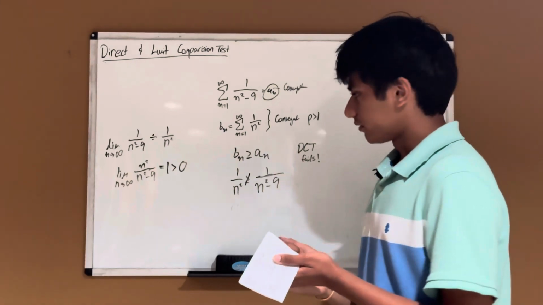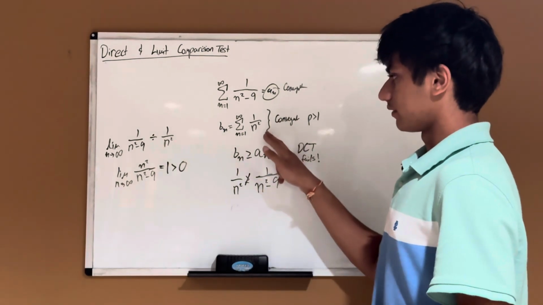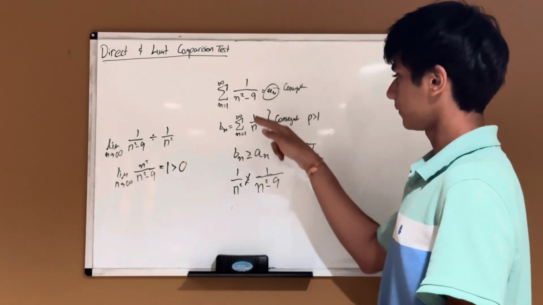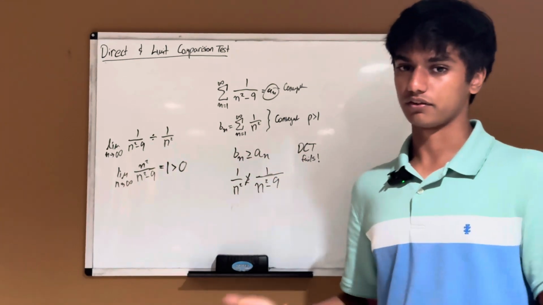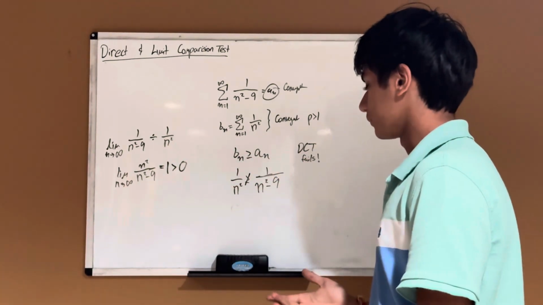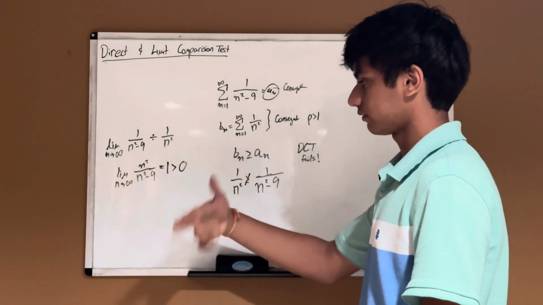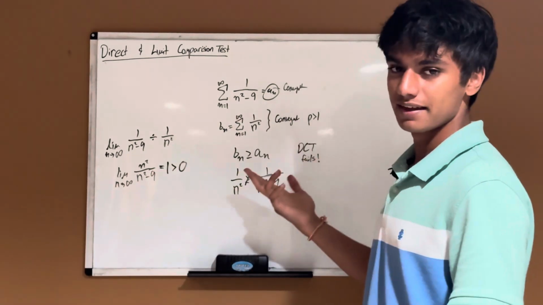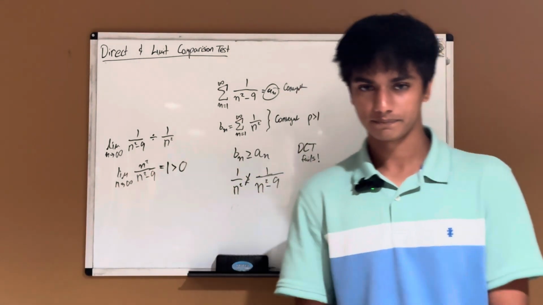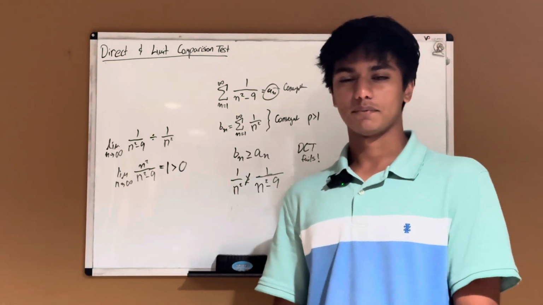So that's basically the process. We try to find a series that's similar to this one and easy to check convergence for. Then, if it fails the direct comparison test, we try using the limit comparison test. If it passes, then great. If it doesn't, we have to try another method. And yeah, that's how you do direct and limit comparison.